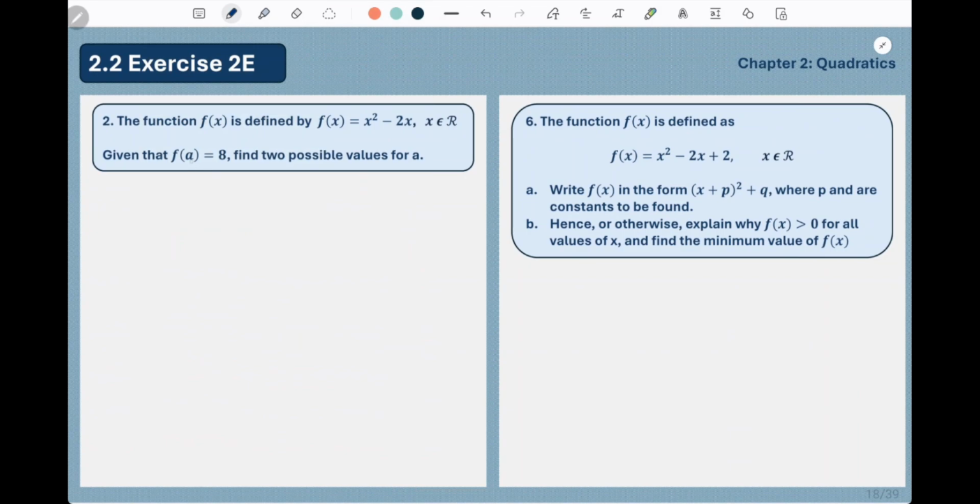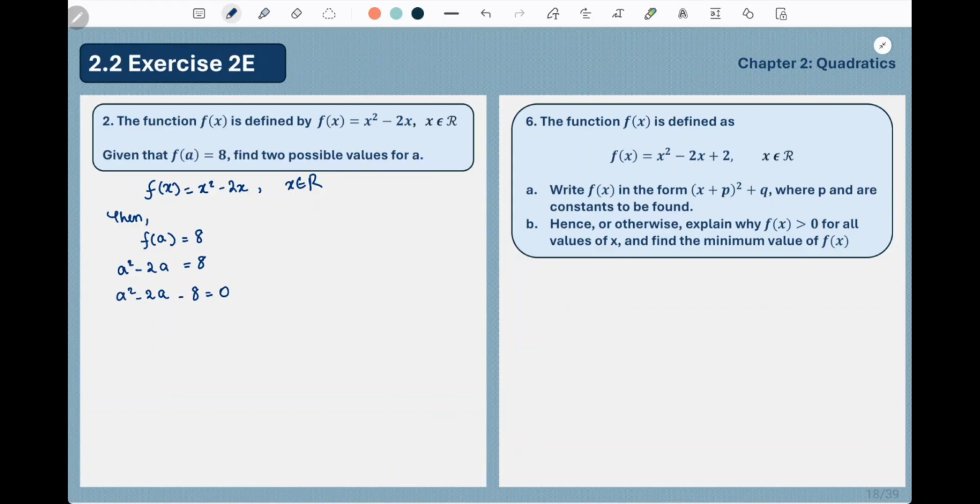So basically, I am putting a inside of the function. So I'm just substituting, okay? So f(x) being, let me write it here, f(x) being x squared minus 2x, x in R. So then f(a) equal 8 will be a squared minus 2a equal 8. I can see this is a quadratic equation that we can solve by moving everything to one side, solving for 0. a squared minus 2a minus 8 is equal to 0.